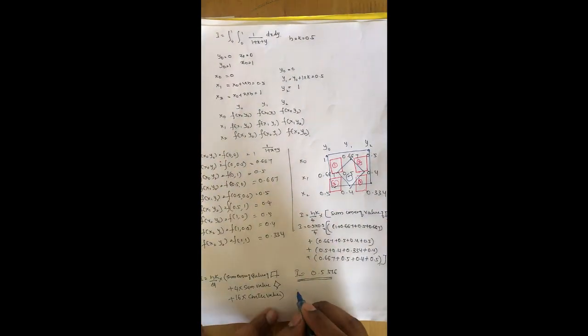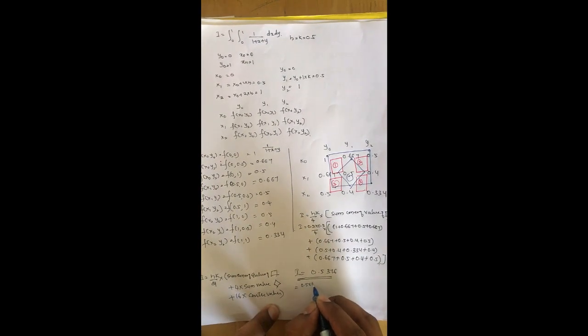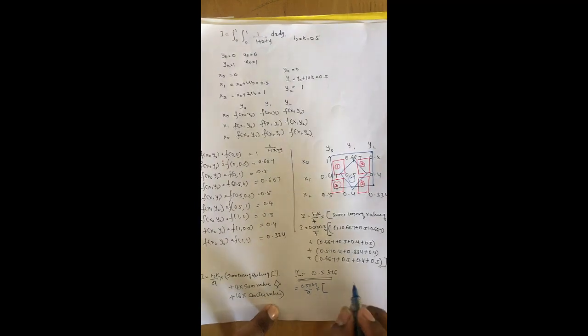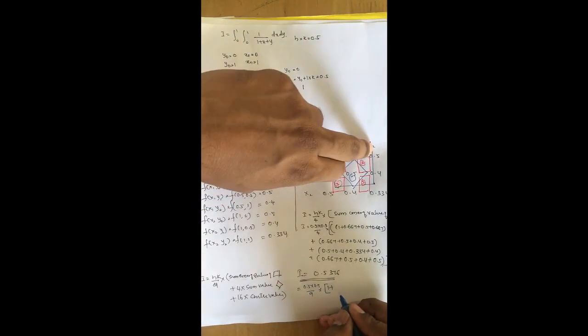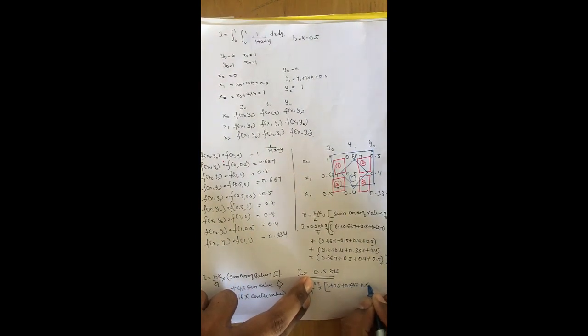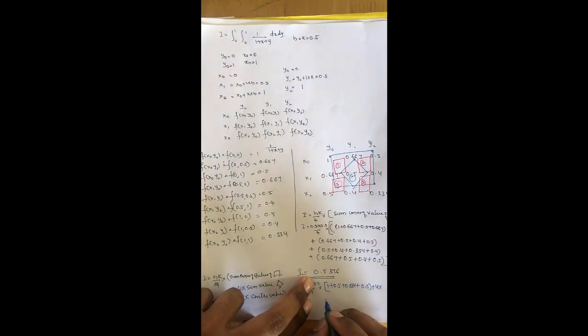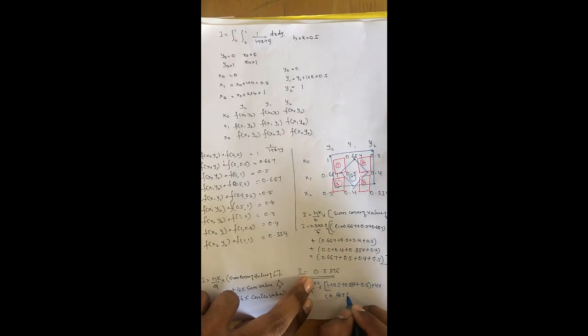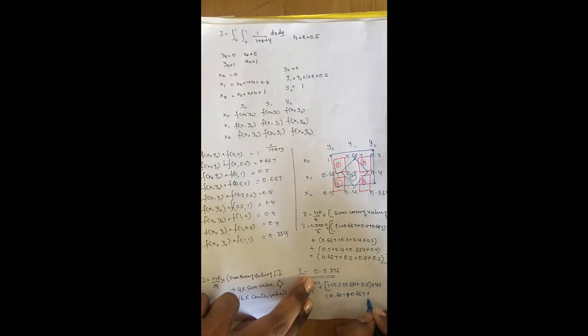So if I calculate, it will be 0.5 into 0.5 divided by 9 into the bracket: the corner values are 1 plus 0.5 plus 0.334 plus 0.5, plus 4 times the rhombus values 0.667 plus 0.667 plus 0.4 plus 0.4, plus 16 times the center value, which is 0.5. If I calculate, I get 0.5229. Like this we can calculate the values by Simpson's and the trapezoidal rule. Okay, thank you.